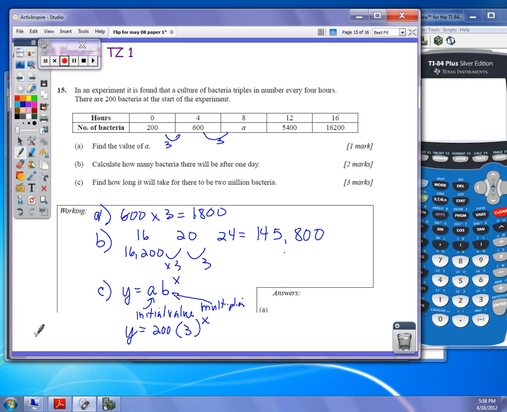What I think is probably the easiest way is in your calculator, and I want you to show this equation though so that you'll get full credit. In your calculator, you're going to say, well, when is 2 million equal to 200 times 3 to the power of x? In your calculator, you're going to go over to y equals.